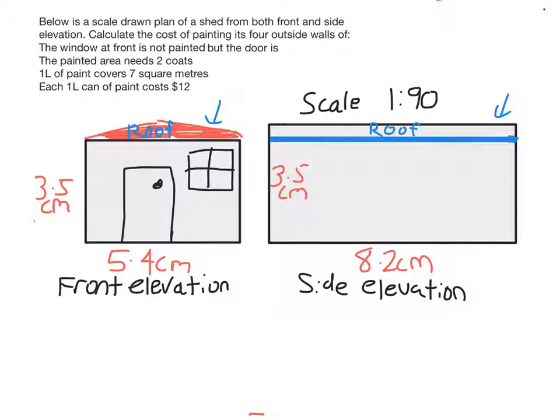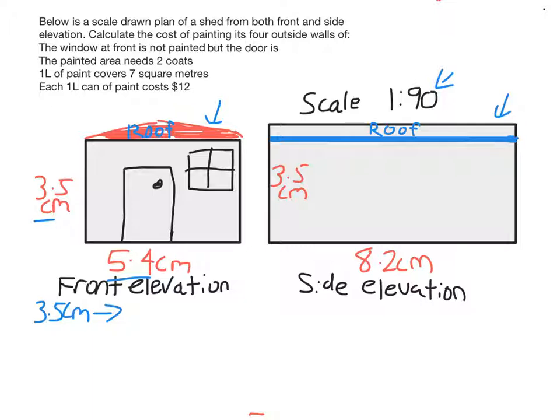I've told you that this drawing is 3.5 centimeters by 5.4 centimeters. So we're going to use this scale here to figure out how much the area is in real life. Now you can't just times 3.5 by 5.4 and then times by 90. What you have to do at this stage is first convert them into their real life dimensions. So 3.5 centimeters, to find out how much that is in real life, I'm just going to multiply it by 90.